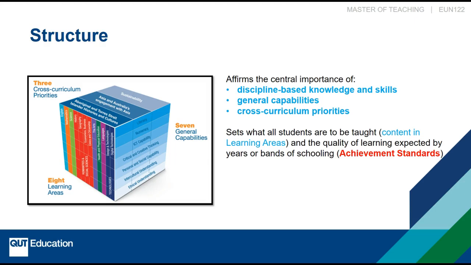Okay, so a reminder of the Australian curriculum. You know that it's made up of 3 different things. You've got the learning areas, of which this one is obviously geography. You've got the 3 cross-curriculum priorities, and you have the 7 general capabilities. So the Australian curriculum sets what all students are to be taught, content in the learning areas, and the quality of learning expected by years or bands. And in geography, that is by year, and that is suggested in the achievement standards.